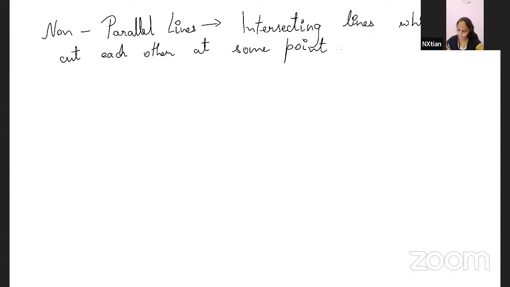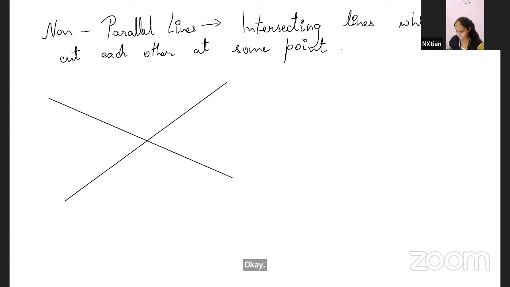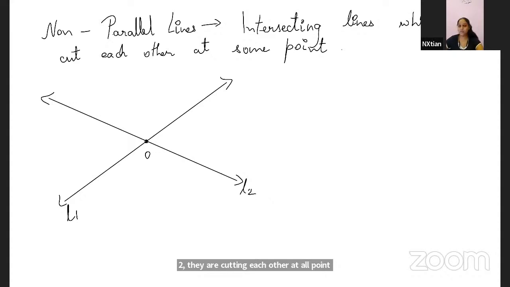Now, for example, I have one line, and I have another line which is cutting it. Let us name them L1 and L2. They are cutting each other at point O, so they are non-parallel lines.